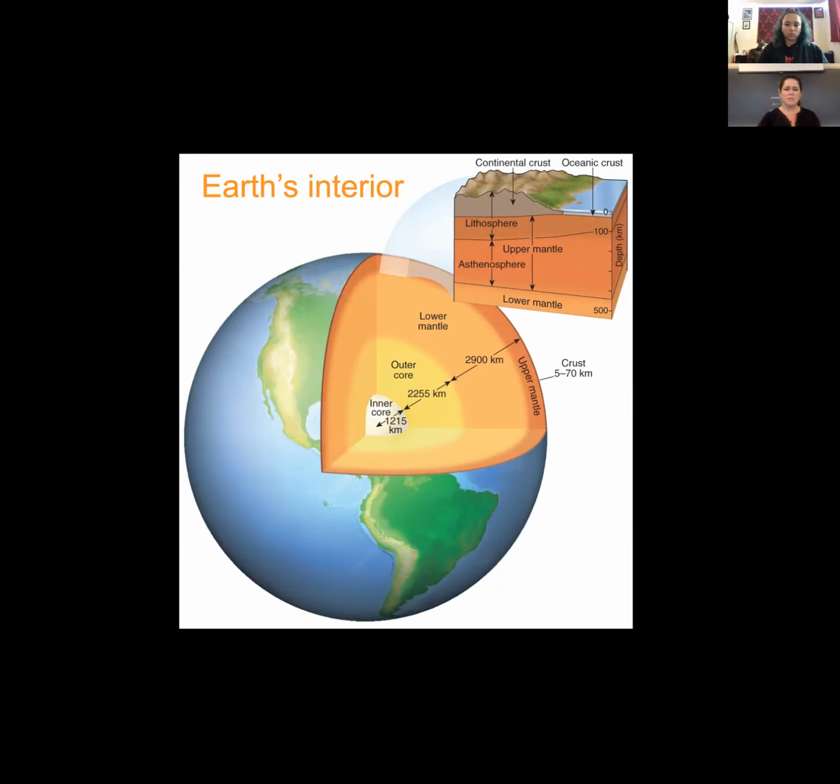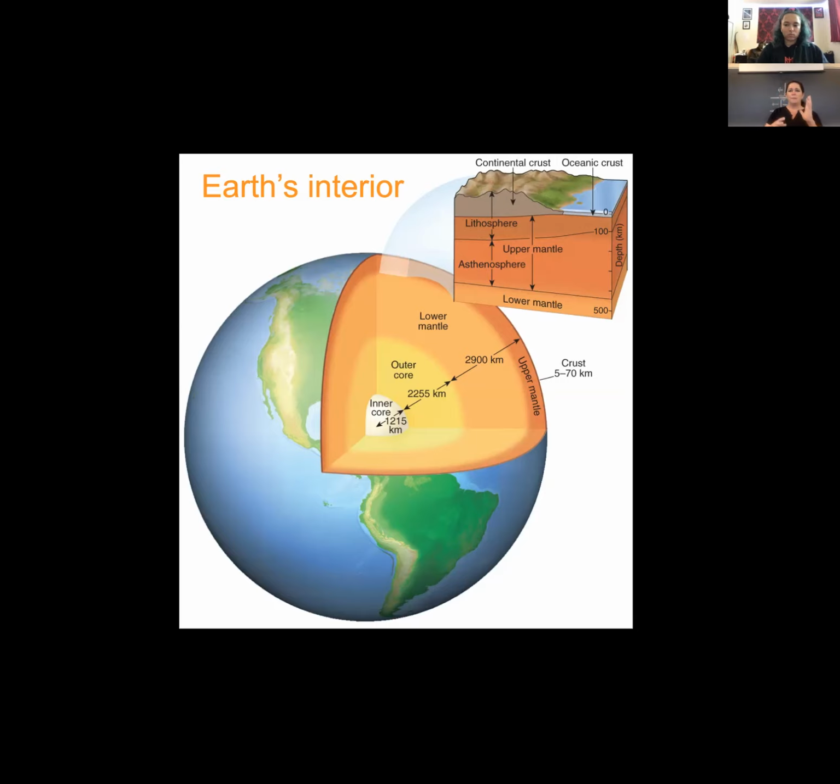Notice that there's an inner core. And again, sorry I can't point. The white inner core, the yellow outer core, there's an orange lower mantle, kind of a reddish orange upper mantle, and then the crust. Those layers are all different in a couple of ways. They have similarities and there are differences in this.